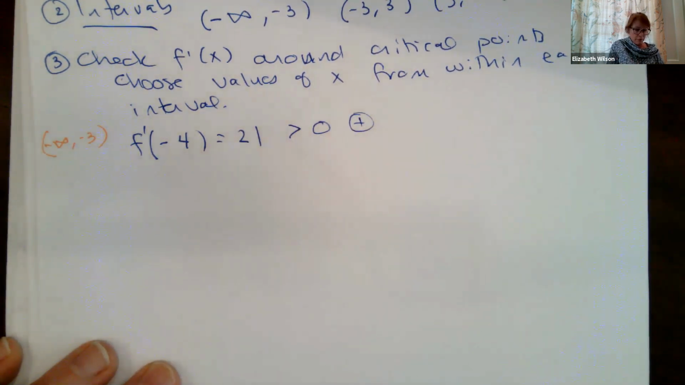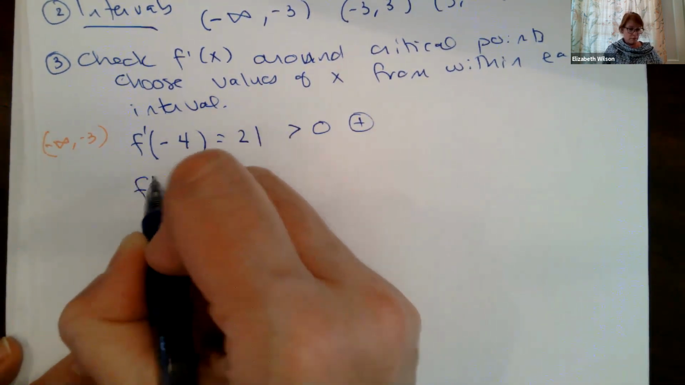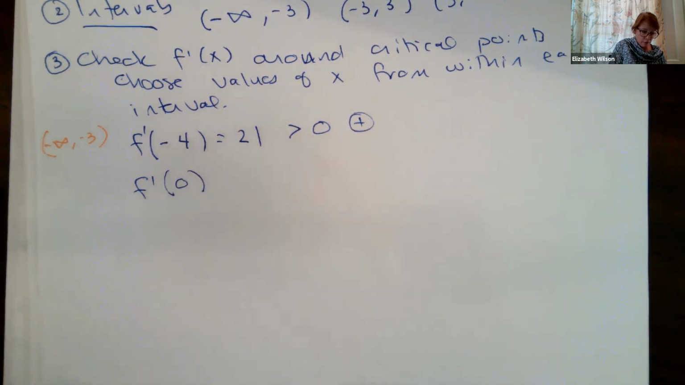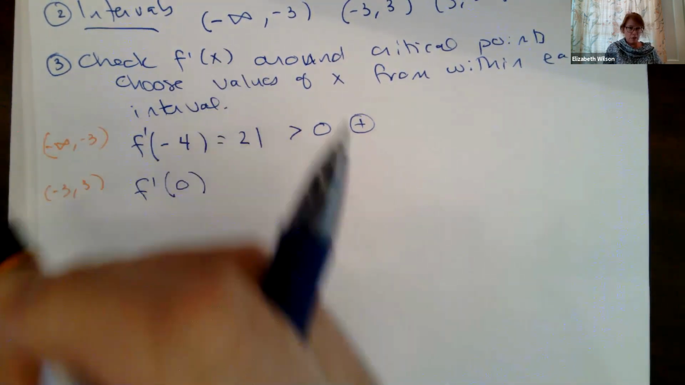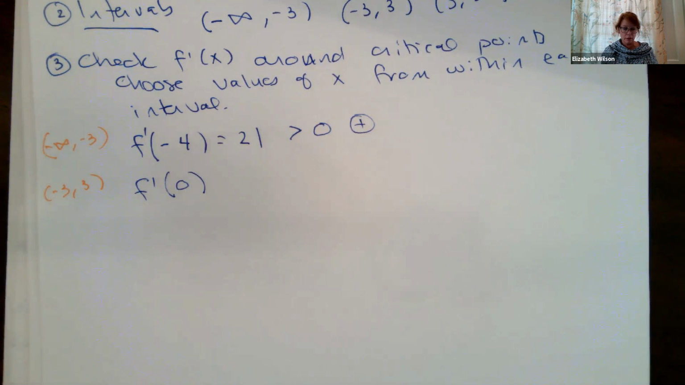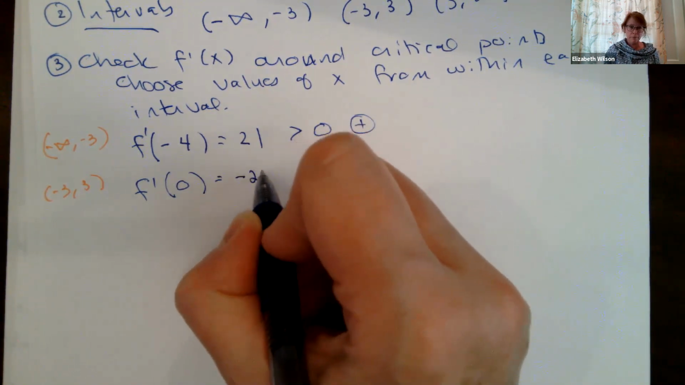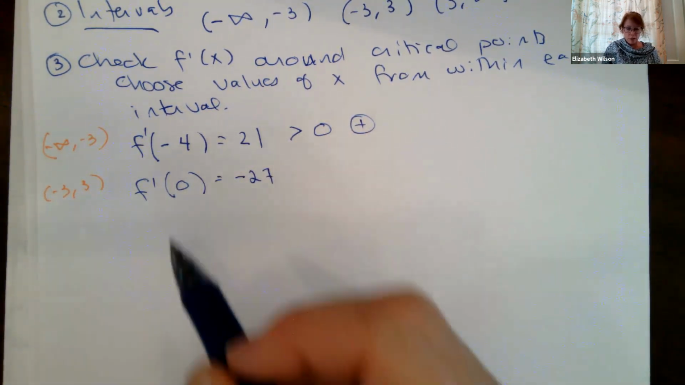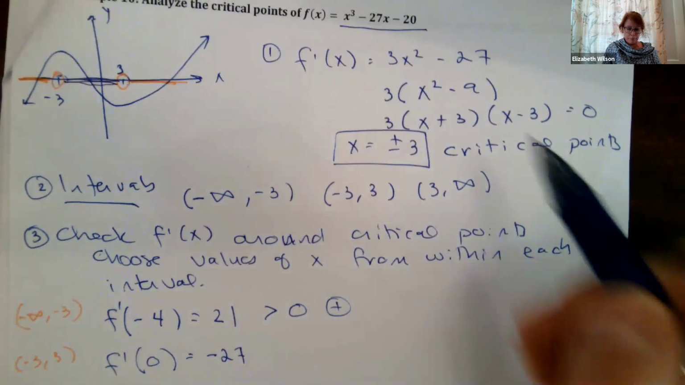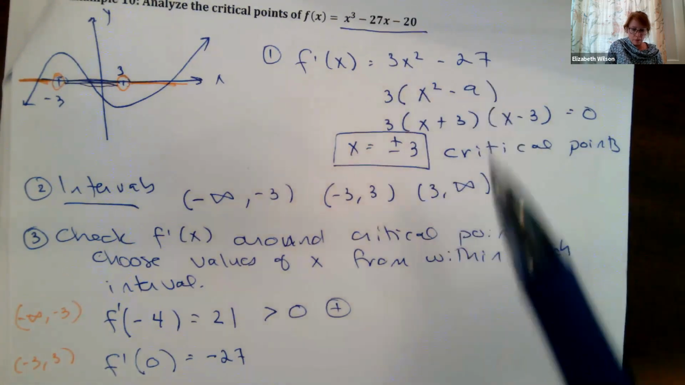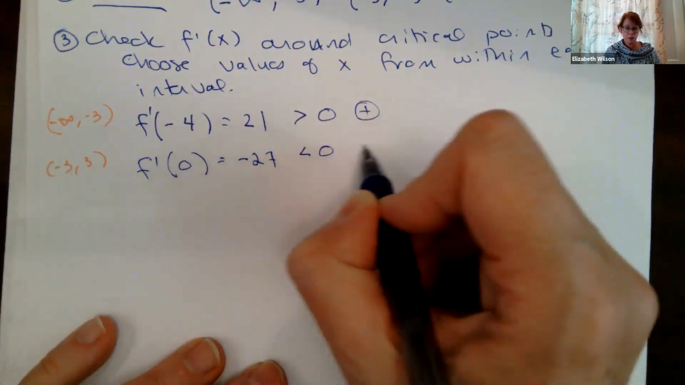Now I take my first derivative and choose a value along the interval -3 to +3. So 0. 0 is a really nice number. It's easy, right? So I plug that in and I get -27, plugging this into my first derivative right here. This is negative. Something's changing.